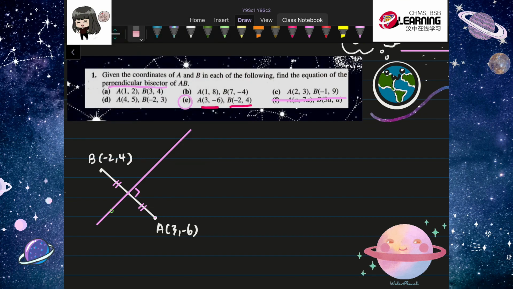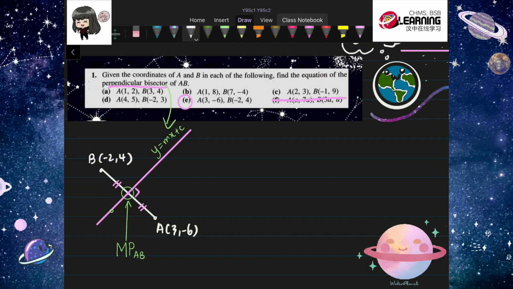So I already wrote down the coordinates of A and B. Now what we're going to do is to find this, the perpendicular bisector. So first step, remember what is my first step just now? My first step is to find the midpoint. The midpoint is we are actually finding this one. So this midpoint I put as MP, and then AB.